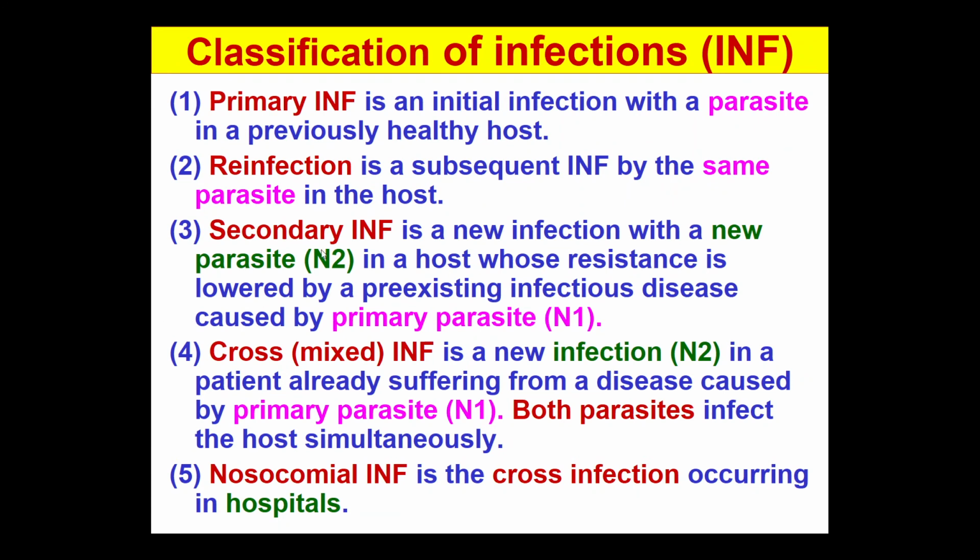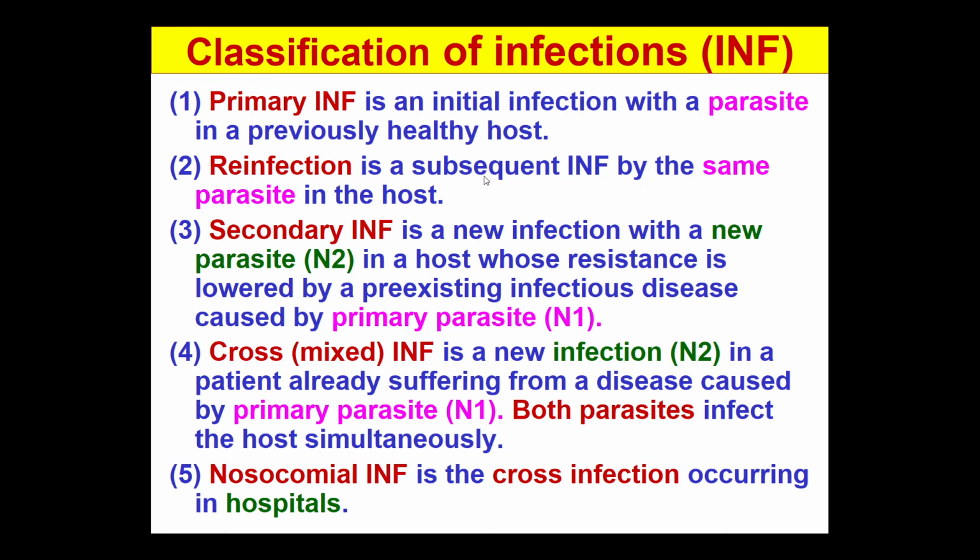Classification of infections. Now I'll try to comment some terms. For example, primary infection. Primary infection is an initial infection with a parasite in a previously healthy host. This infection caused by one parasite. Previously healthy host person is infected. One parasite causing disease.